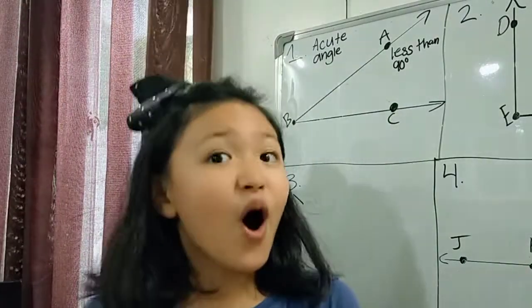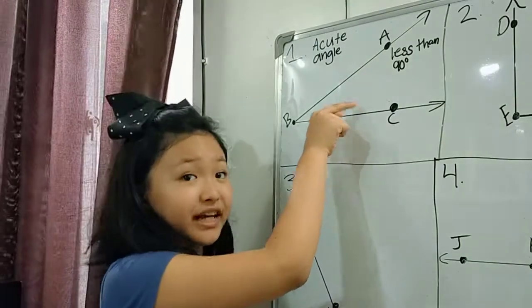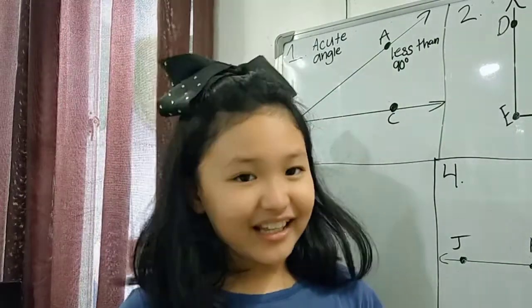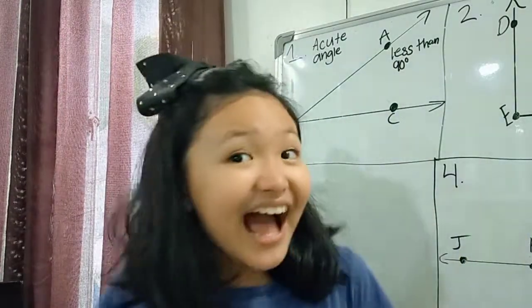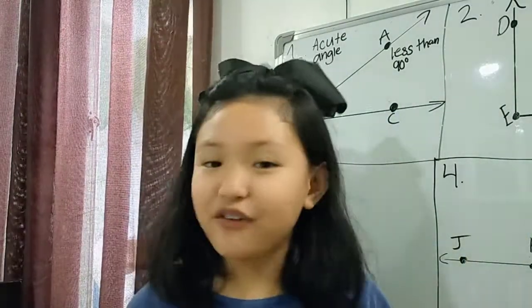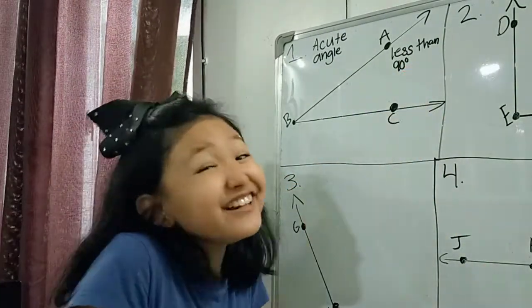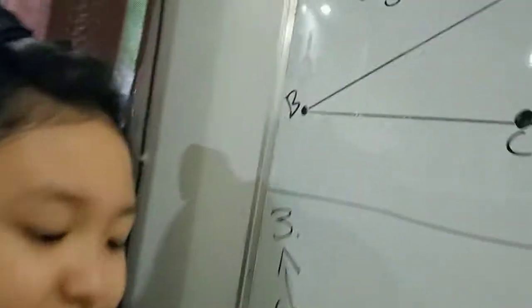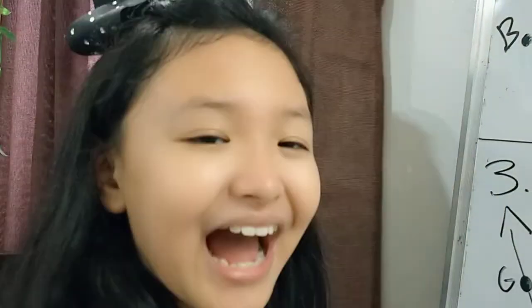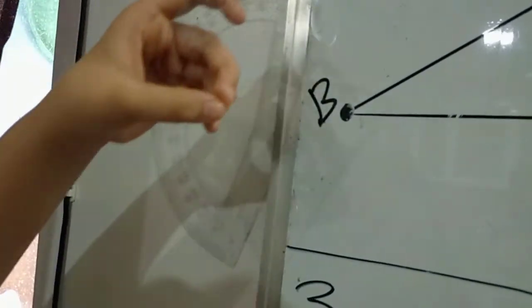It depends on how large the opening of the angle is. We use a protractor to measure an angle. The unit of measure of an angle is called degree, and we use this symbol to write degree. Now we will measure the acute angle using the protractor. Always remember, acute angles measure less than 90 degrees. So let's see if it's less than 90 degrees.